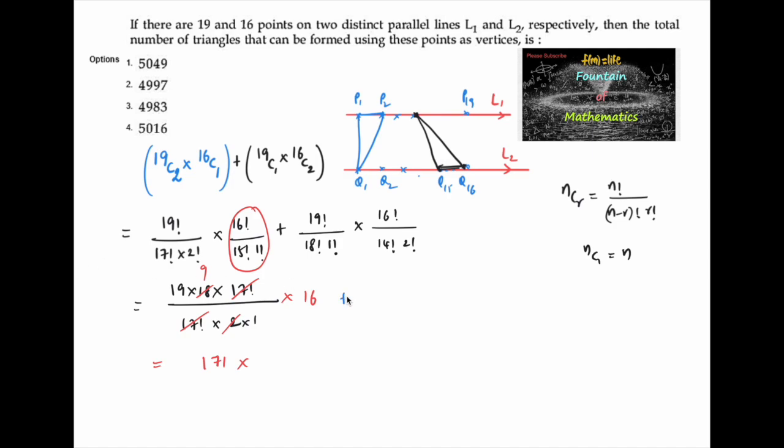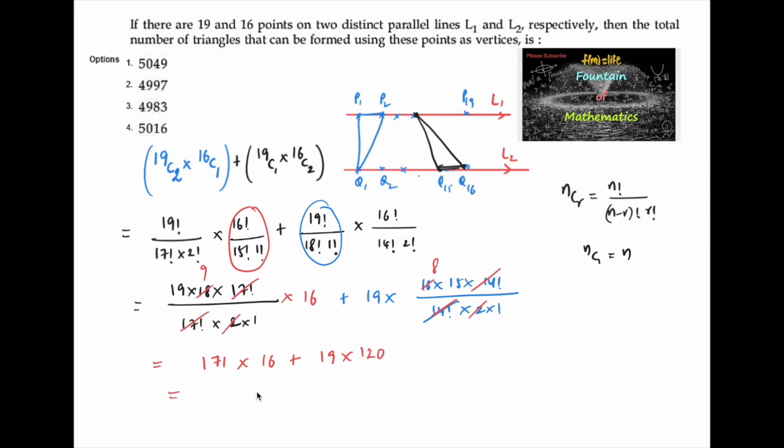Plus again 19C1 we can write directly as 19, and in 16 factorial we can write 16 into 15 into 14 factorial, which is there in the denominator, so 14 factorial divided by 14 factorial into 2 into 1. So here 14 factorial gets cancelled, and here 2 eights are 16, so 8 times 15 is 120. So we can add 171 into 16 plus 19 into 120.